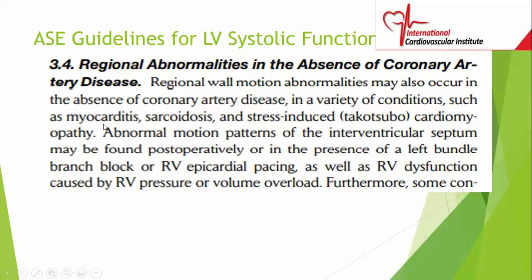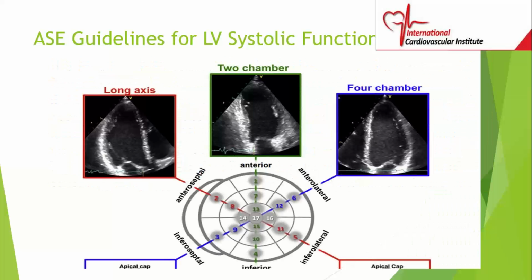So these are some conditions that can give you regional wall motion abnormalities, and they do not involve coronary artery disease. And you can also get abnormal septal motion. We talk about a paradoxical septum, and you get that in a patient with a left bundle branch block, or if the patient has a pacemaker in place, an RV pacemaker, or if they had previous heart surgery, post-op, they can have abnormal septal motion. Okay.